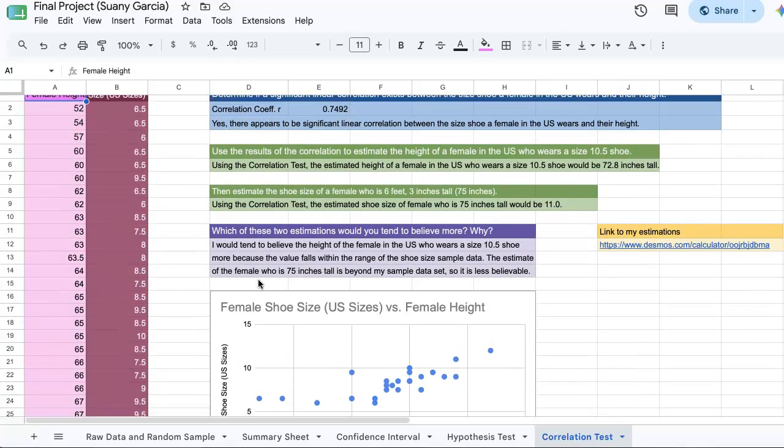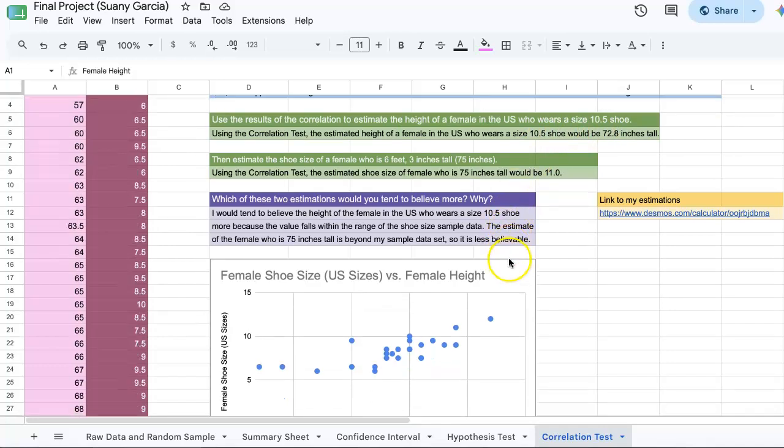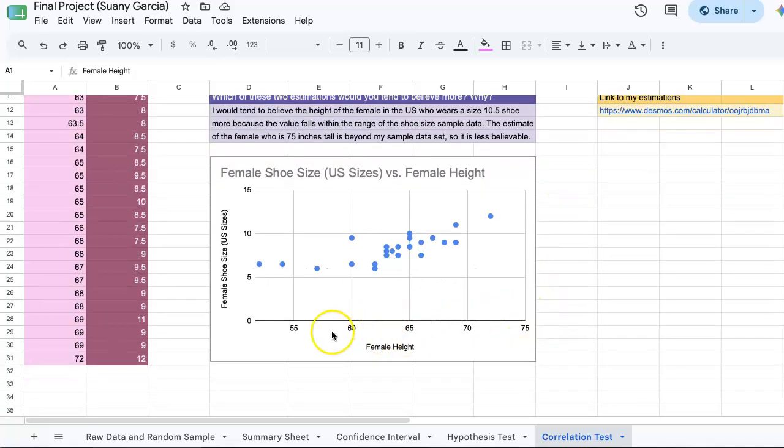However, for the first prediction, right over here, you can see that I was trying to find the height of a female who wears a shoe size of 10.5. So the shoe size is the x variable. Then for my next question, I estimated the shoe size based on the height. And since correlation is symmetric, either one can be used as x or y variables depending on what you're trying to predict.